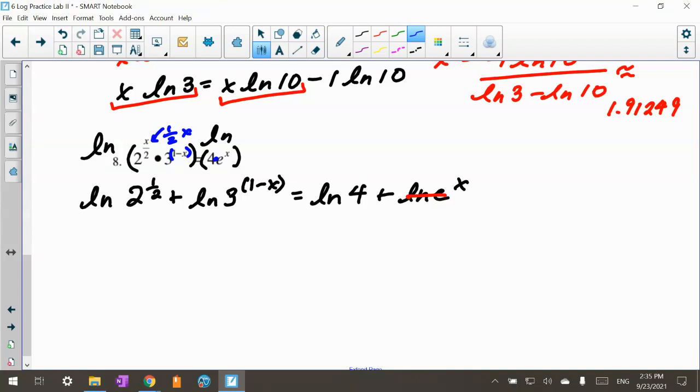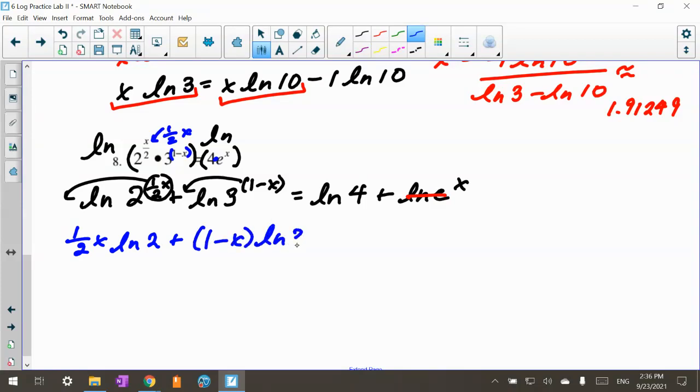The left-hand side, we got to kind of play around, and I forgot my x here. So what I'm going to do here is bring this half x down, bring this 1 minus x down. So I end up with this. 1/2 x natural log of 2 plus 1 minus x natural log of 3 equals a natural log of 4 plus x. We're getting there, guys.